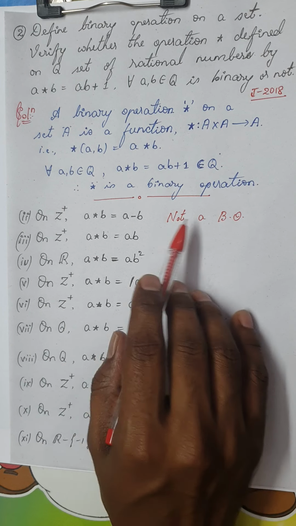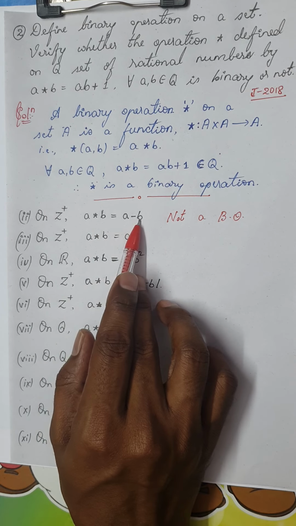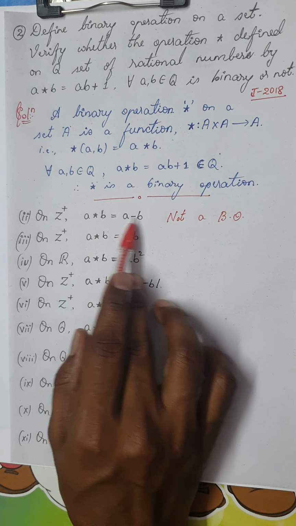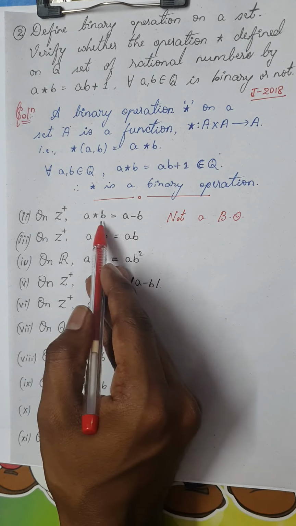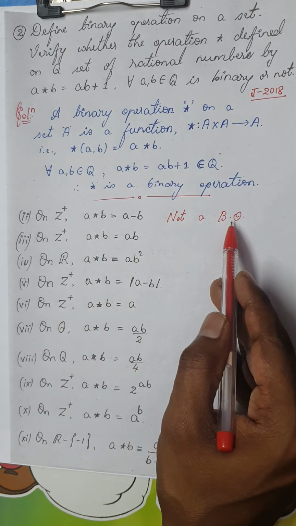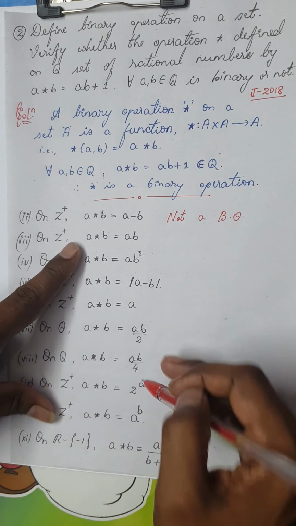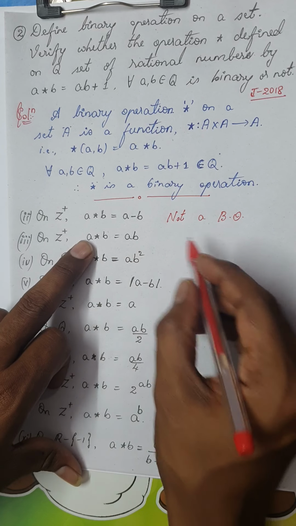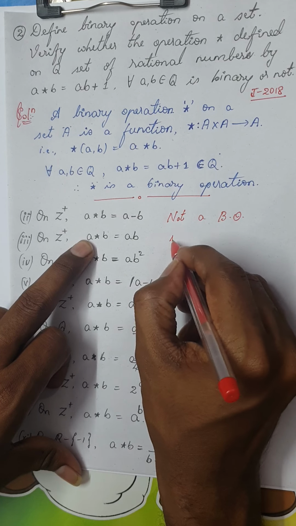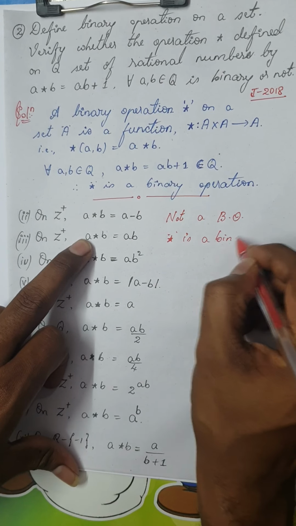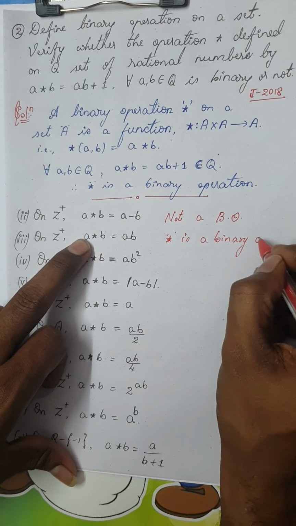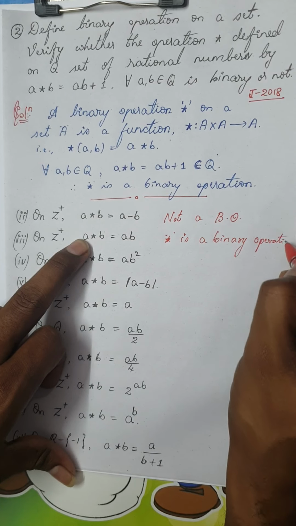The reason is, if you take 2 and 3 in Z plus, but 2 star 3 is minus 1, does not belong to Z plus. So this star is not a binary operation. But here all the others, A star B is equal to AB, here you can say star is a binary operation.